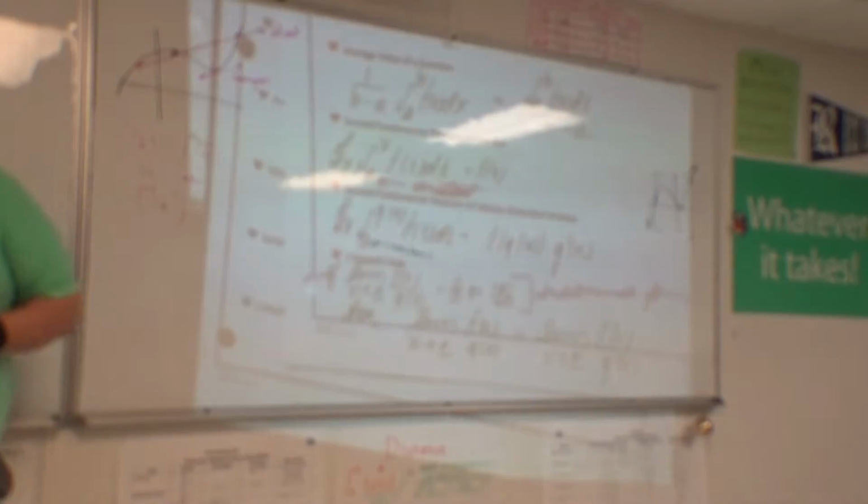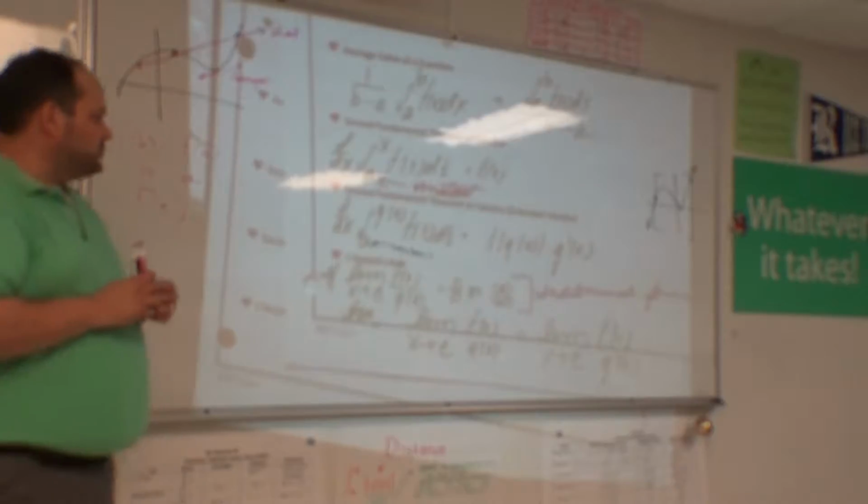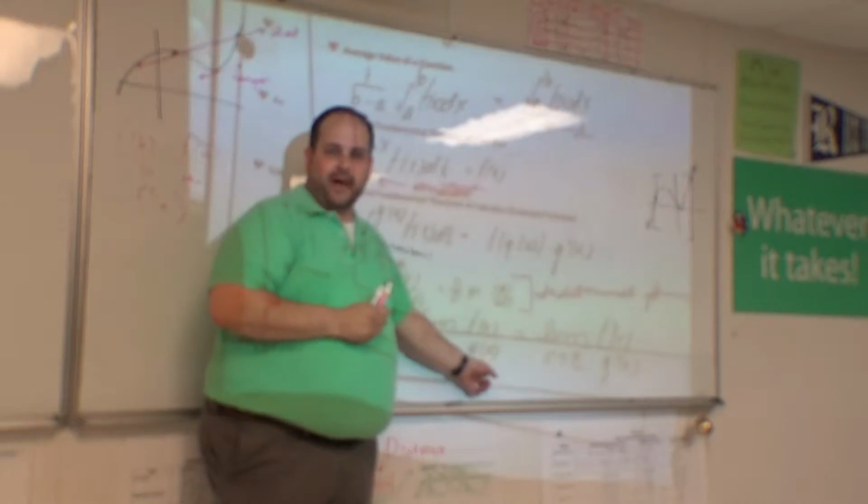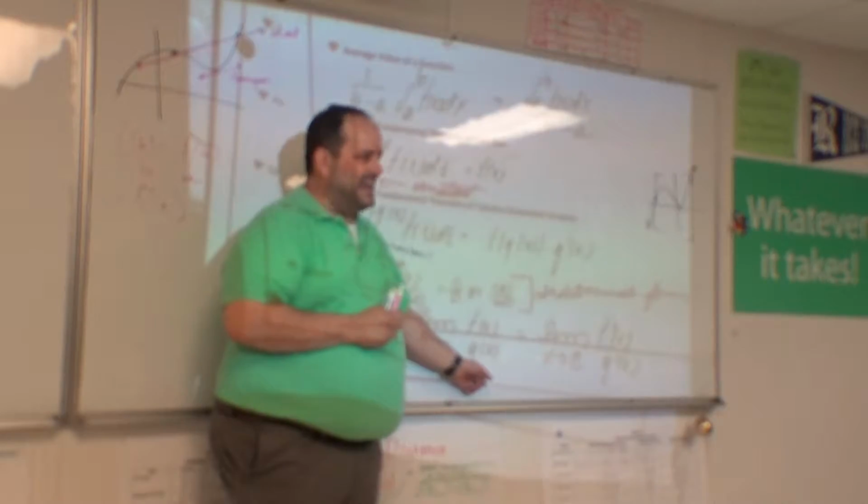Don't use quotient rule. We're not talking about quotient rule here. L'Hopital's rule just says derivative of the top, derivative of the bottom, find the new limit. Whatever you get, that's the answer.